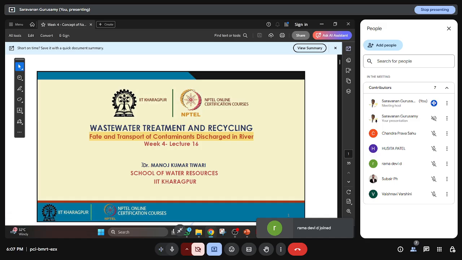So we have four discharge mechanisms, as I discussed in the first week. As per the Environmental Protection Act of India, we can discharge the treated effluent in four ways. We can discharge in the river, that is the surface water bodies. We can discharge in the marine. We can discharge on land surfaces. The fourth one is in the agricultural field. So these are the four methods to dispose of the treated effluents. Whenever we are discharging in the river, what will happen? That's what we are going to discuss this week.